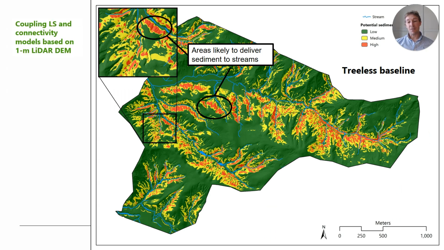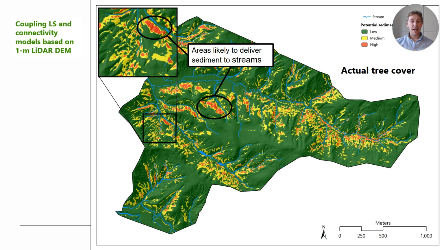Now here just a farm-wide view, similar story. Here the treeless scenario of potential sediment, and then the actual tree cover incorporated in the prediction. And you can see that the trees have made a really significant difference to this farm. Only a small fraction of the entire farm is a potential sediment source from landsliding. And you can see the remaining red areas could be areas that are then targeted with future tree planting.